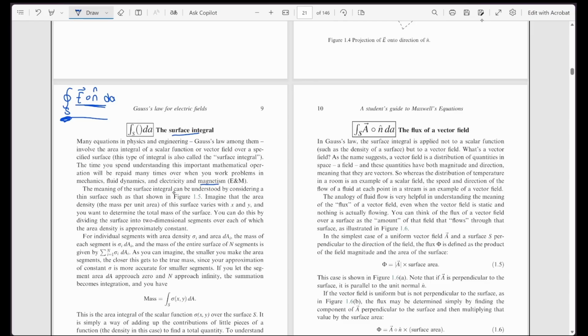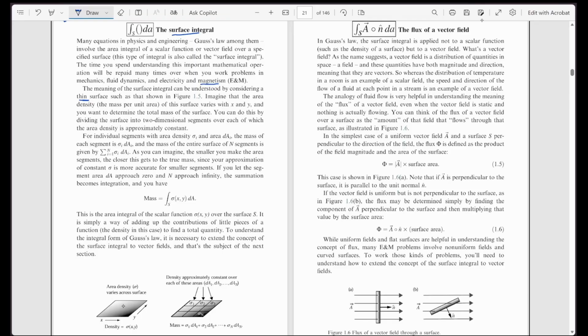The meaning of the surface integral could be understood by considering a thin surface. So let's just talk about this surface. It's telling us if we have a very thin surface, such as shown in this figure, imagine the area density, the mass per unit area. So each part has a specific mass. The mass per unit area varies with x and y. So going this way, the mass per unit area changes, and going this way, it changes. So we couldn't just find the total mass by multiplying the mass by the total area, because it's changing.